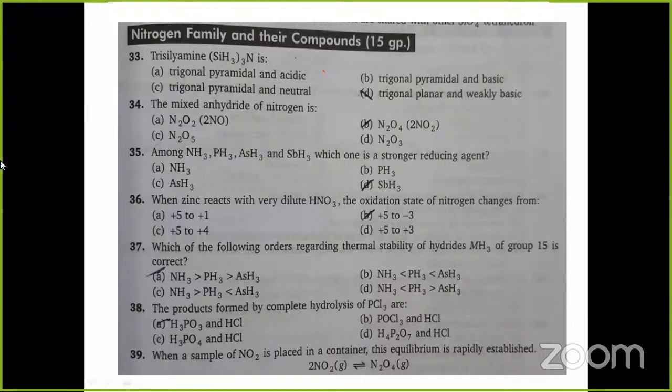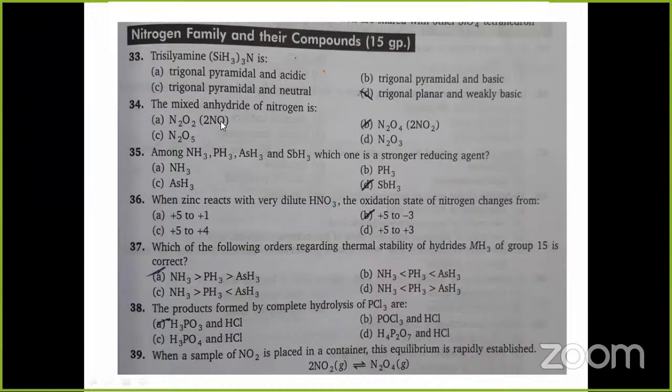As I said earlier, the mixed hydrides of nitrogen group, among NH3, PH3, AsH3, these are all hydrides of fifth group elements. Which one is a stronger reducing agent? And which of the following orders is correct regarding thermal stability of hydrides, MH3 general formula, of fifth group elements? The product formed by complete hydrolysis of PCl3 is. These are all halides, these are all hydrides, these are all oxides.